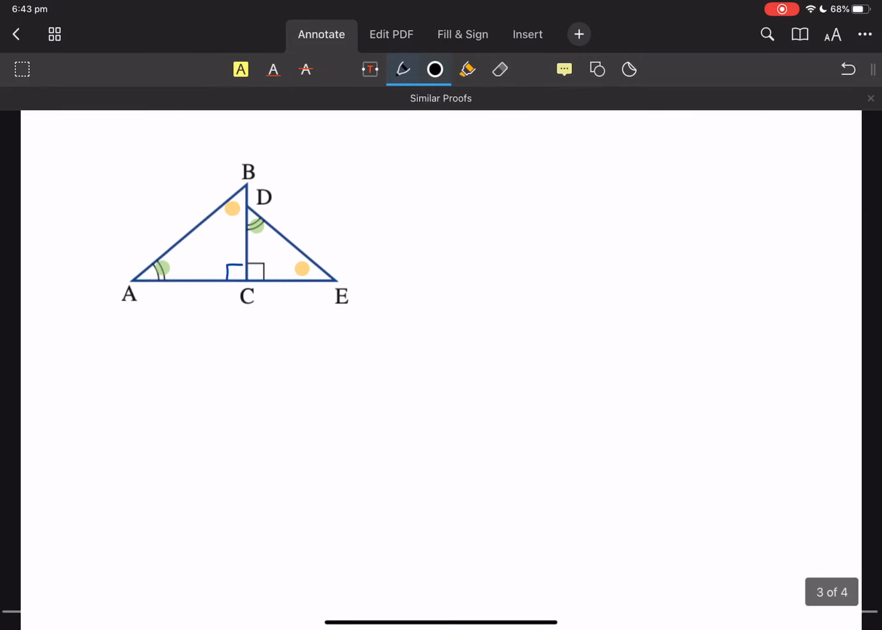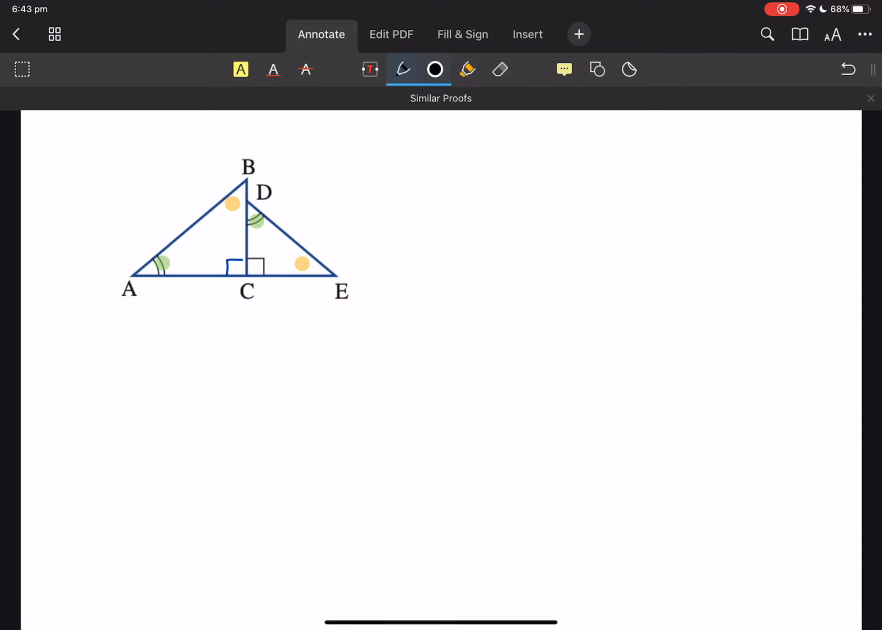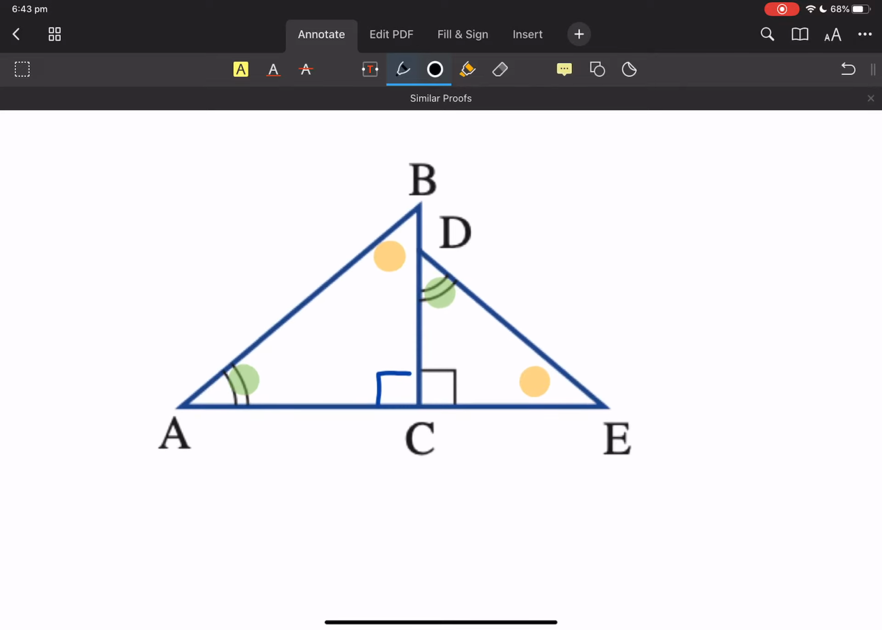I won't do the setting out. I'm sure you're more than capable of doing that, being the advanced group, so we'll get into some of those proofs.